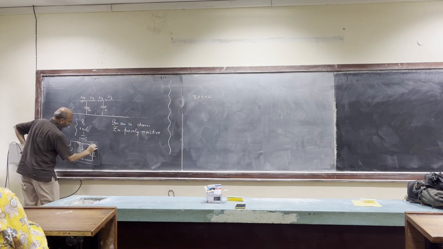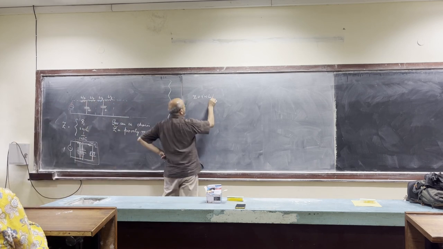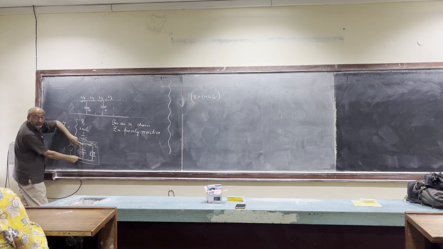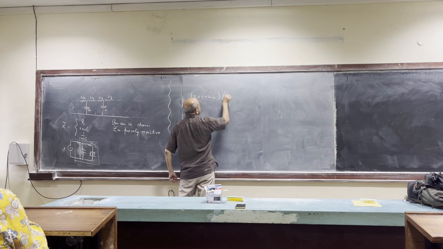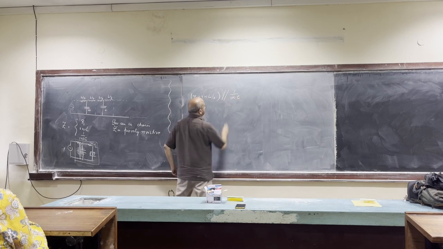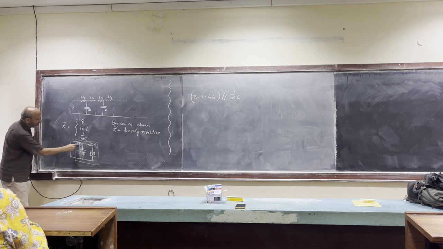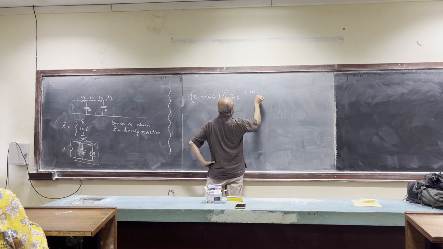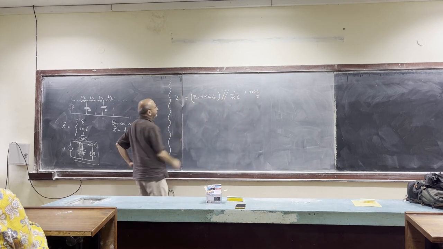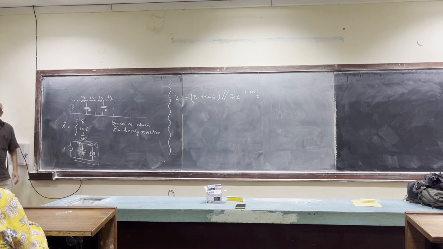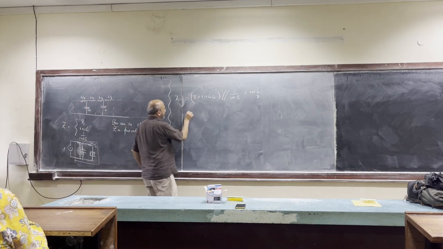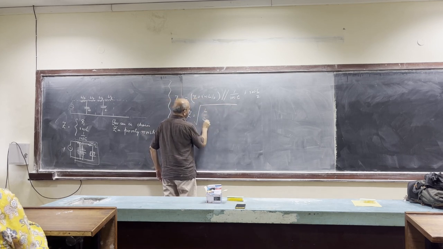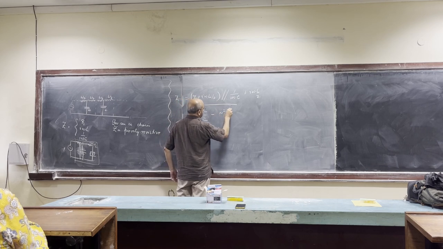This pair, sorry, L by 2, is in parallel with C. And that block is in series with this. This should be equal to Z. You solve this, and you'll get the same as Z. You get only one root: L by C minus omega squared.